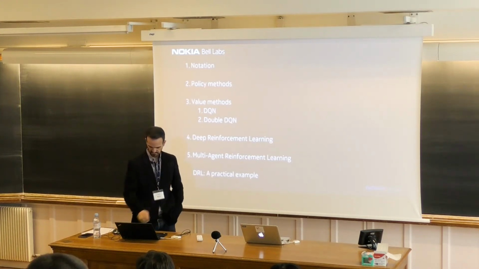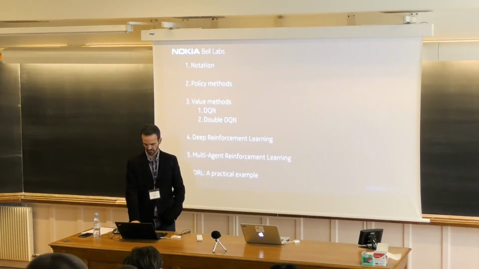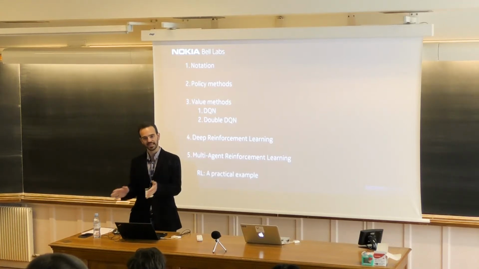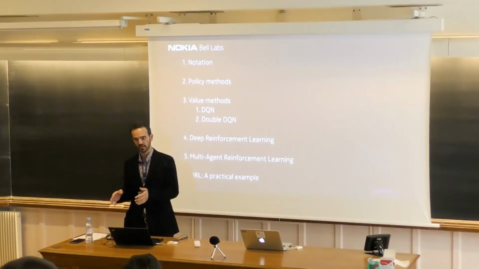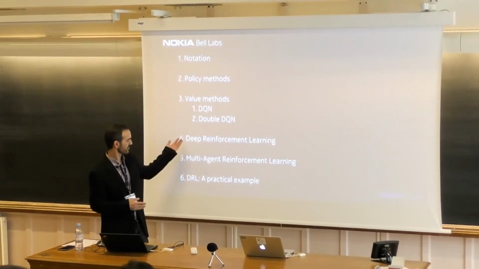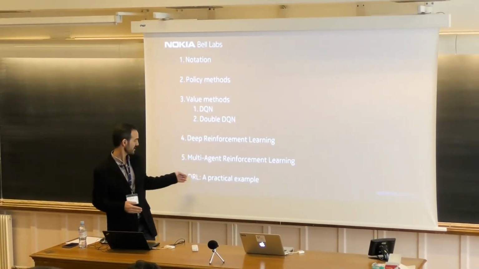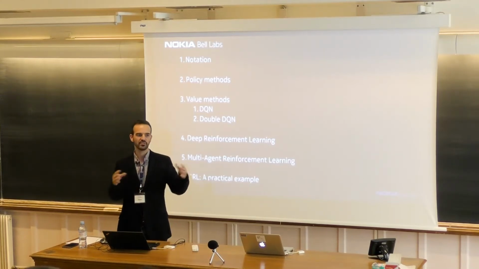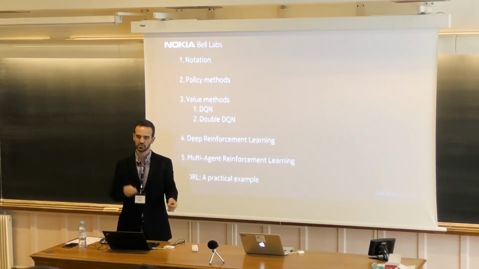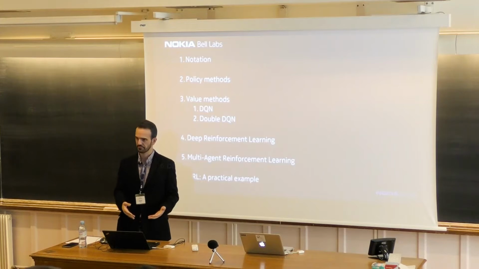So as I said, there will be a notation section of this presentation, and then I'm going to talk about the two main classes of reinforcement learning algorithms. That's policy gradient methods and value methods. And then we'll go to more advanced stuff like deep reinforcement learning, multi-agent. And then at the end I have a practical example where I will show you how all of these theoretical algorithms can be put together in order to solve a real-world problem. Okay.